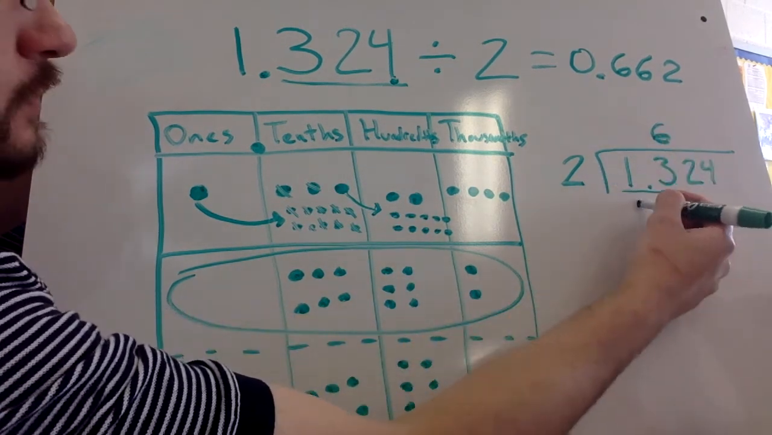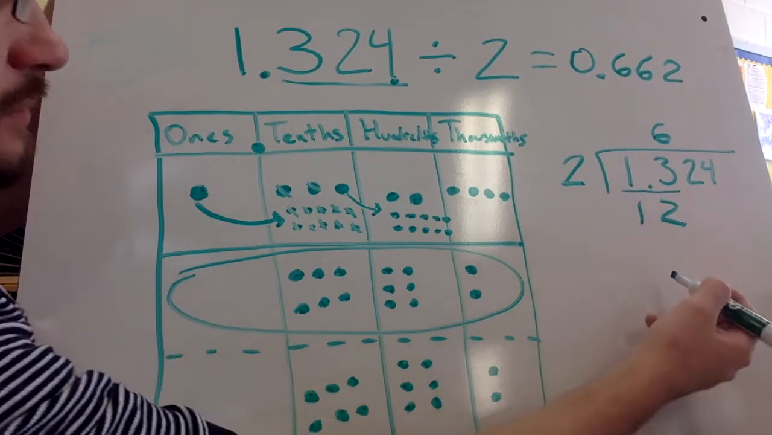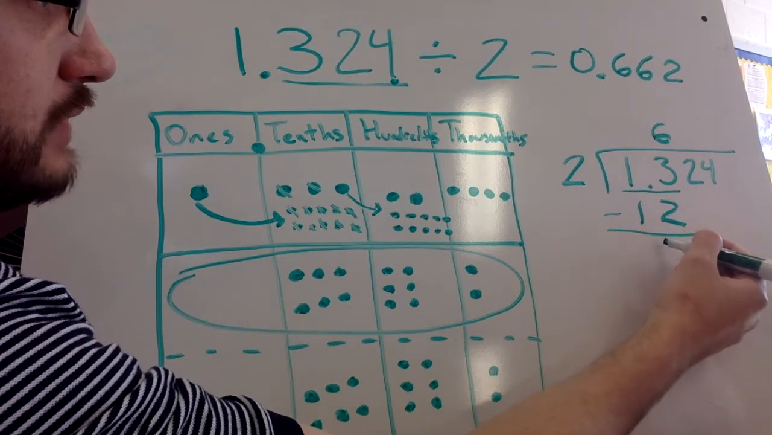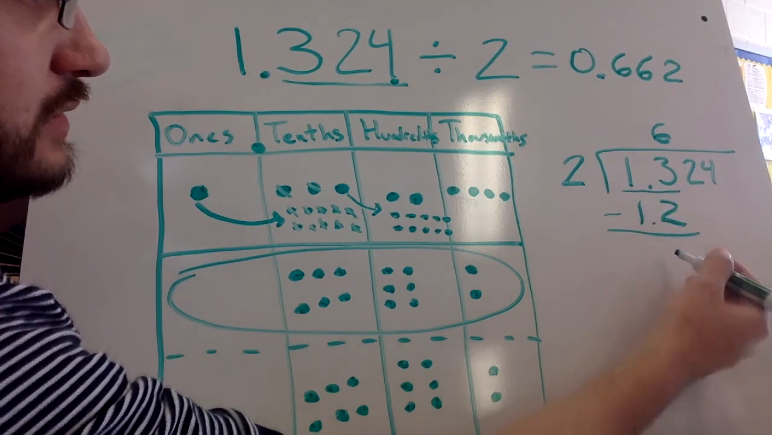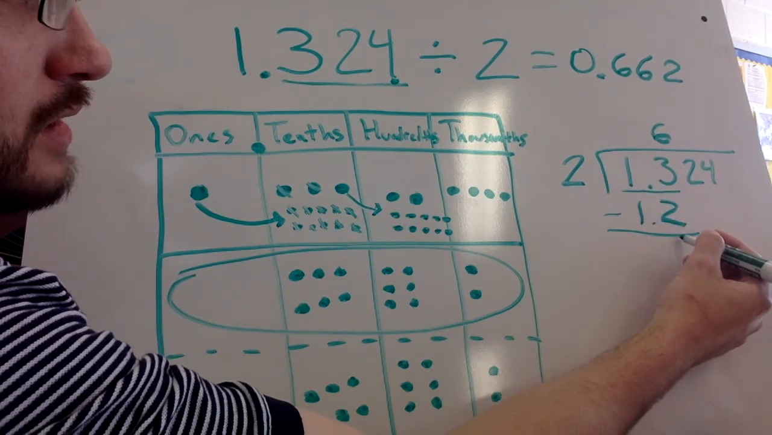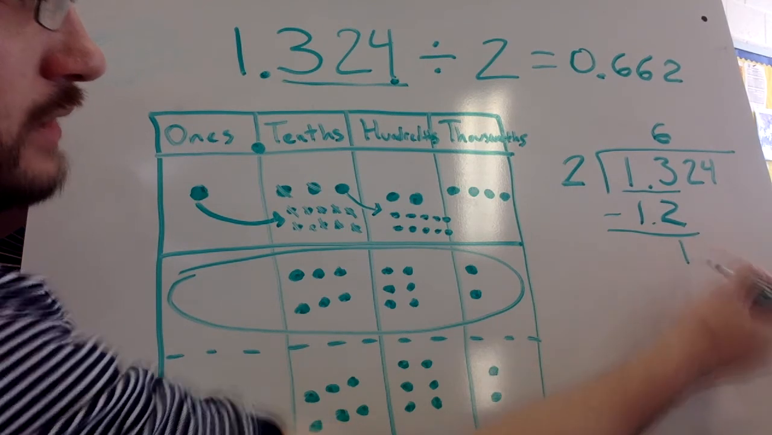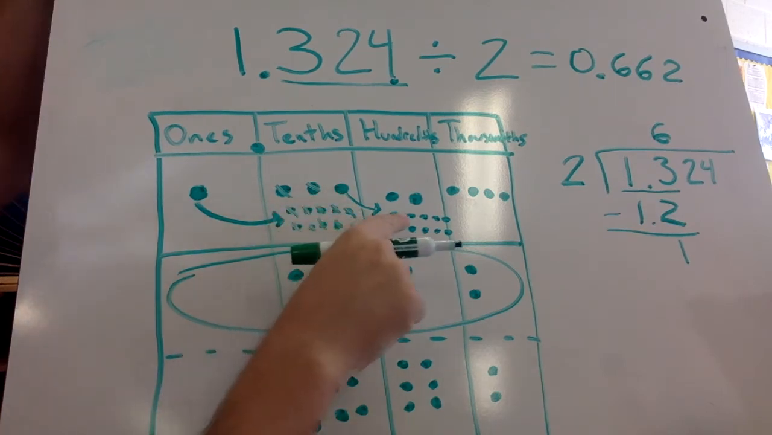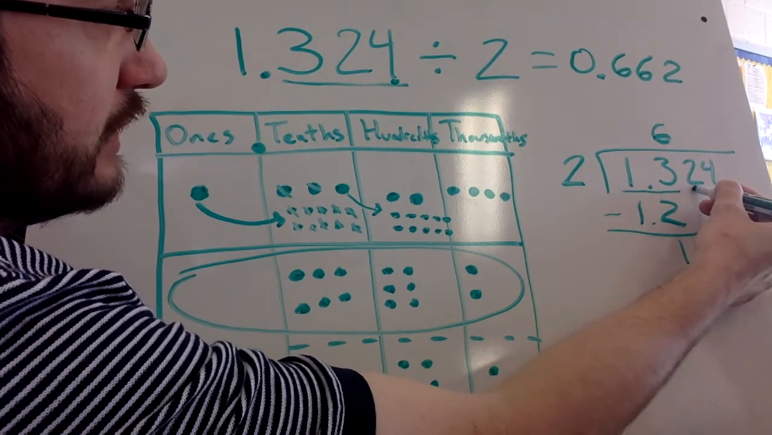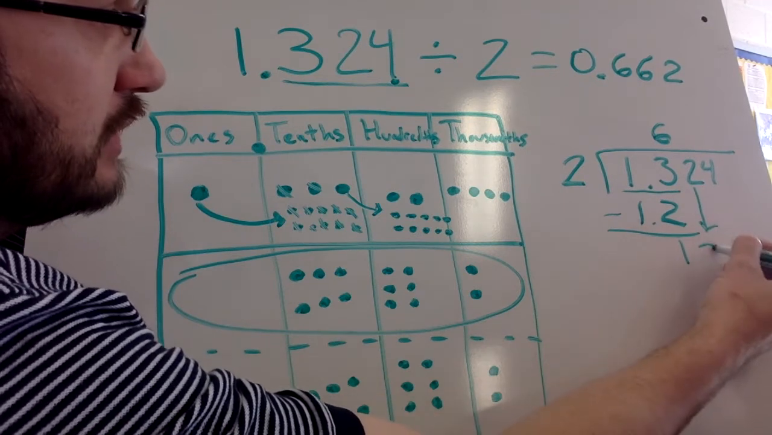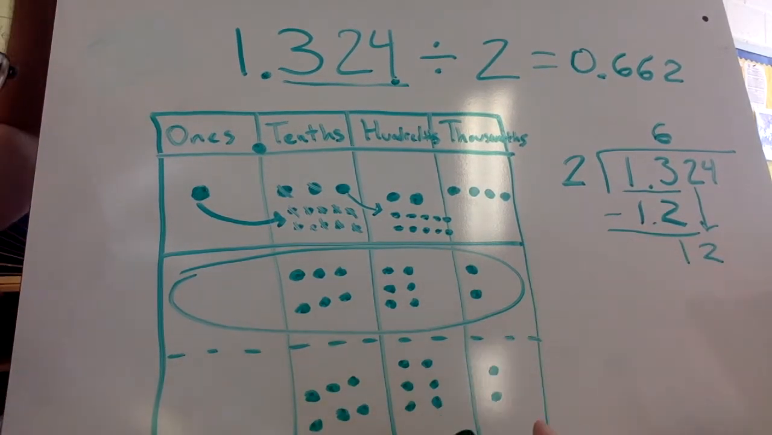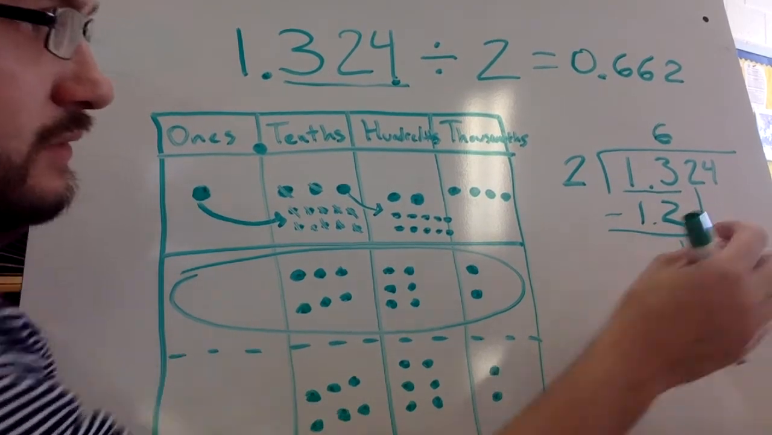6 times 2 is 12. I'm going to line it up down here. And I'm going to subtract 13 minus 12. If you want to keep that decimal going, you can. 13 minus 12 is 1. So I had 1 left over, just like here. Well, when I had the 1 left over here, I put it with the hundredths. So let's bring down the hundredths and put it next to it, because that 1/10 is worth 10 hundredths. So now I have 12 hundredths total.